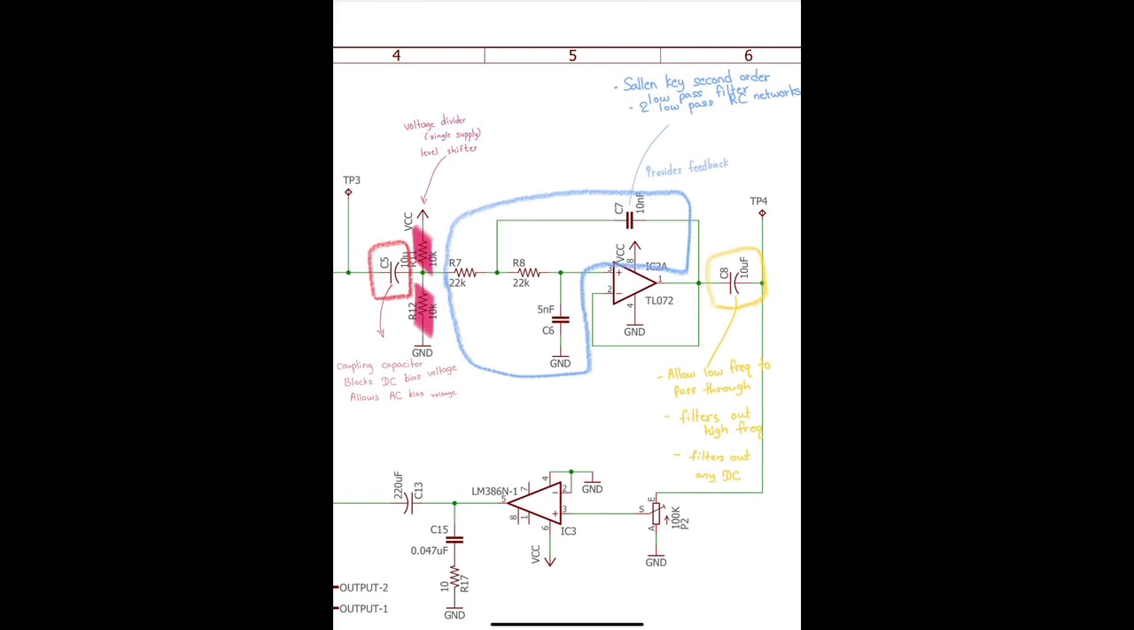It is configured as a second-order Sallen-Key low-pass filter, consisting of two low-pass RC networks. Combined with the op-amp, it creates a sharper frequency cutoff compared to a first-order filter. This setup effectively removes high-frequency noise while preserving the low-frequency heartbeat signal.